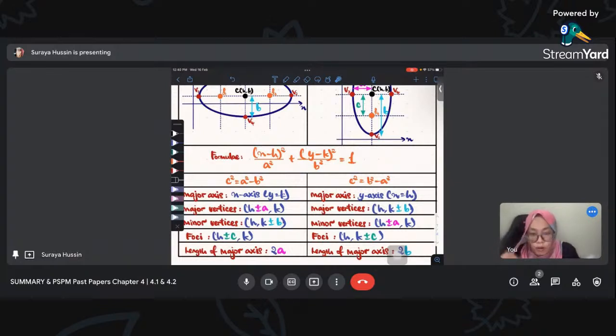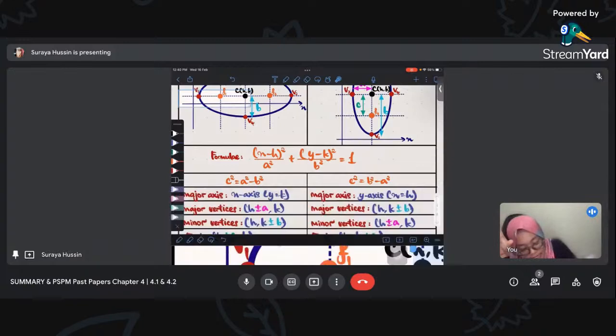Very, very important to remember that it always equal to 1. Dia tidak sama dengan circle. Dia mesti belakang ni equal to 1 dan bawah ni ada bahagi A squared, B squared. Okay, beza kan? Very huge difference over that. So this is the equation of ellipse.